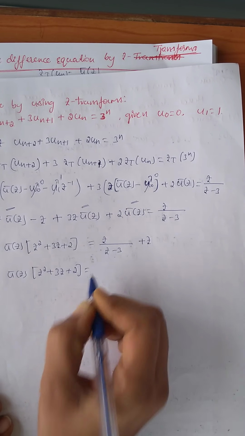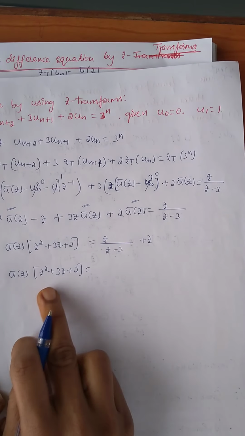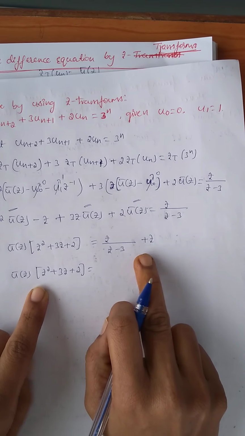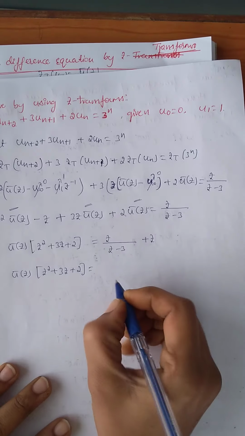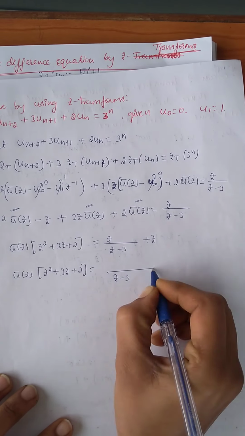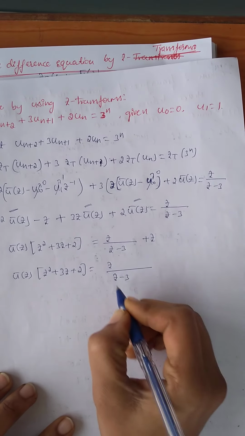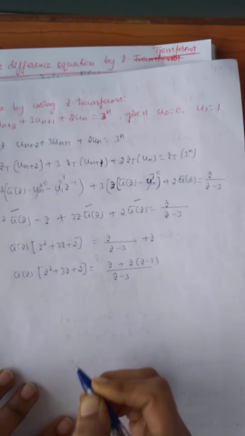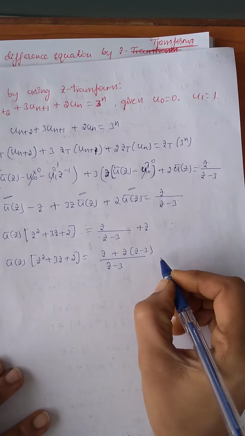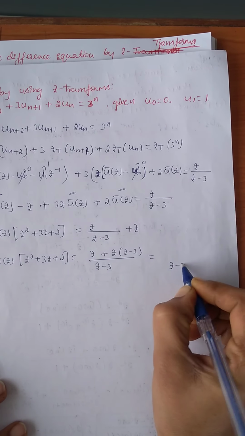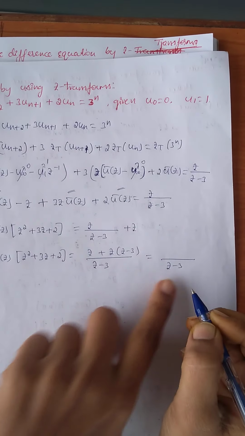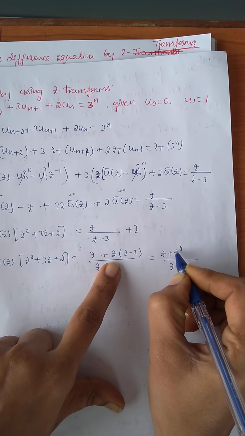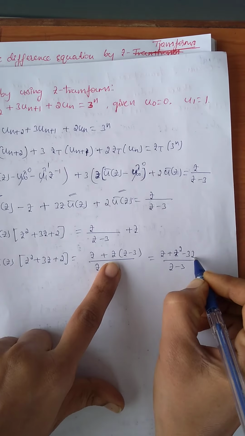Here we have to simplify ū(z). Before transferring this ū(z) coefficient to the RHS, first we have to simplify the RHS term. So I take z−3 common, and the remaining numerator will be z + z(z−3). Simplifying this RHS, z−3 is the common LCM. The numerator we can write as z + z·z, which gives z² − 3z.